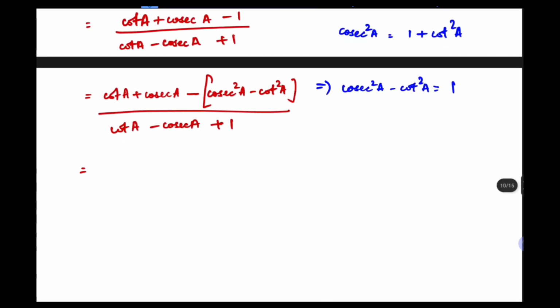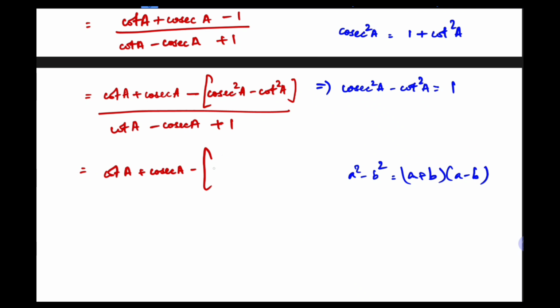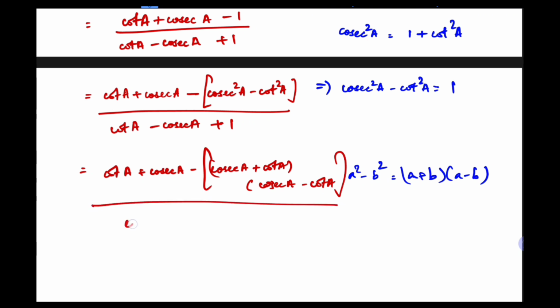Now we also know that a square minus b square is equal to (a plus b) into (a minus b). By substituting that formula in the numerator, we can simplify it further. Now, cot A plus cosecant A minus (cosecant A plus cot A) into (cosecant A minus cot A), divided by cot A minus cosecant A plus 1.